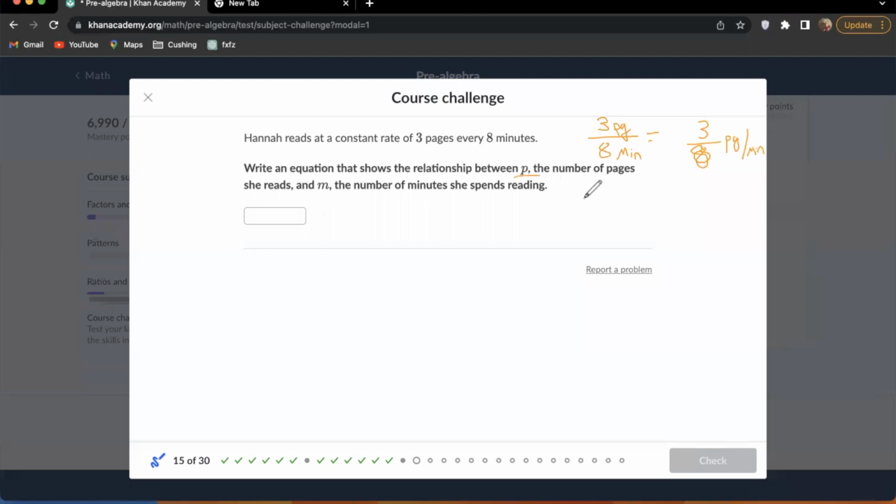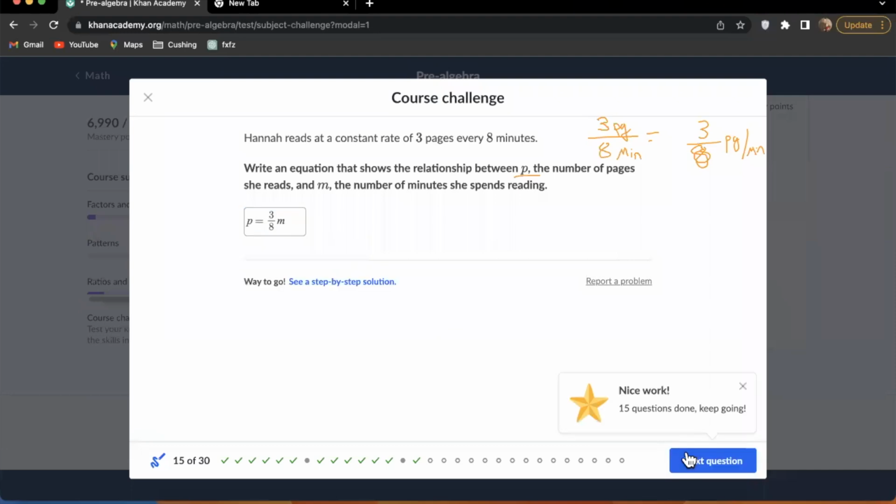Write an equation that shows the relationship between P, the number of pages she reads, and minutes. So how many pages does she read? Pages is going to be 3/8 times the number of minutes. She reads 3/8 of a page per minute.